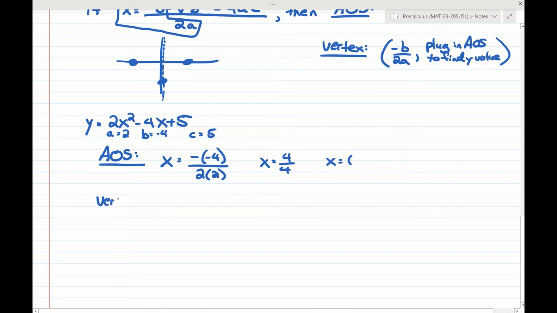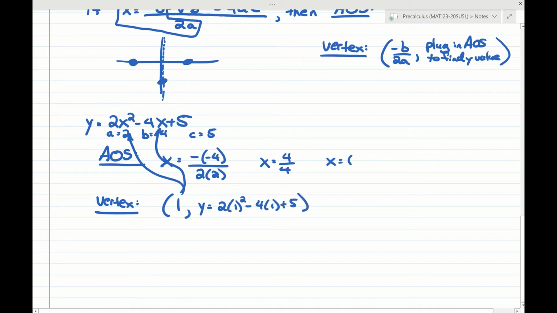To get the vertex, the x value would be 1, and then we're going to have to plug that in for all these x's to get the corresponding y value. So the y value would equal 2 times 1 squared minus 4 times 1 plus 5. Or 1 comma, this would be 2 times 1 minus 4 plus 5 would give us a vertex of 1 comma negative 2 plus 5 is 3. That would be our vertex.